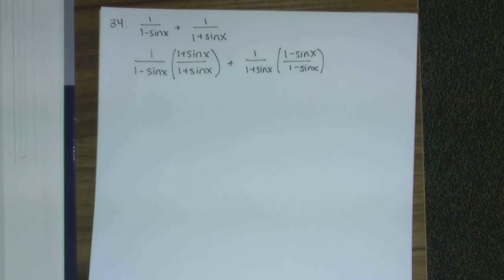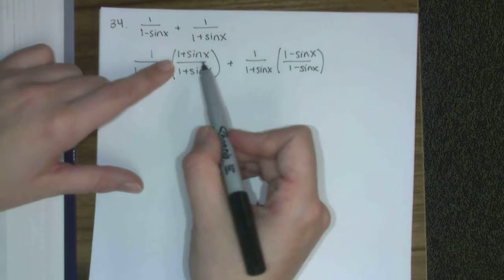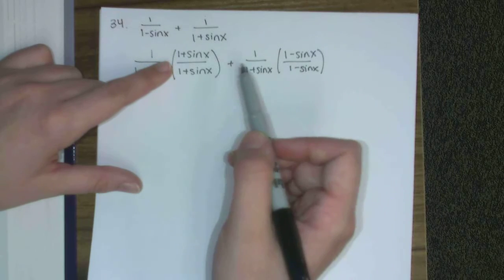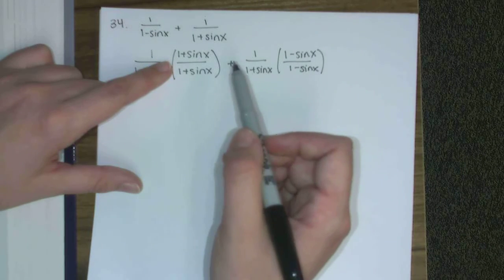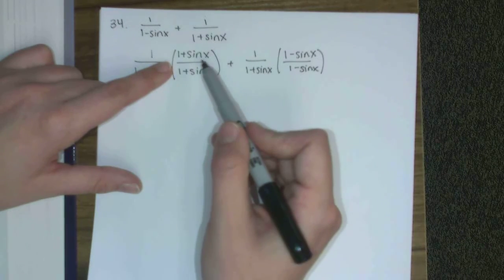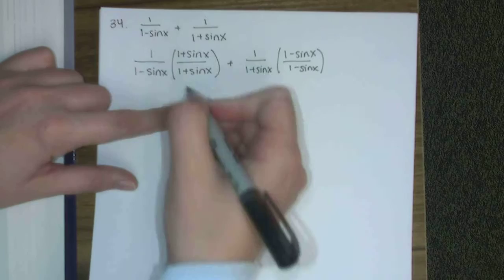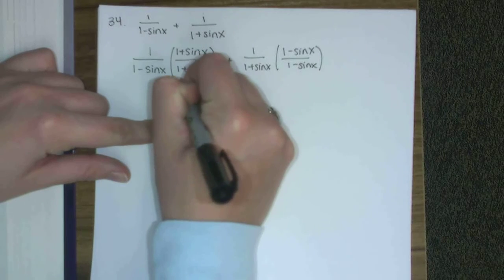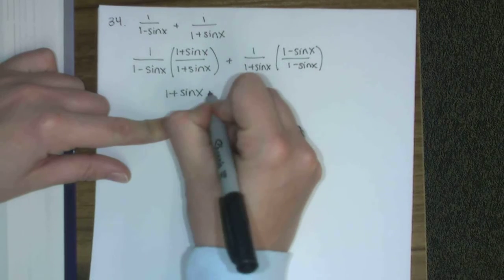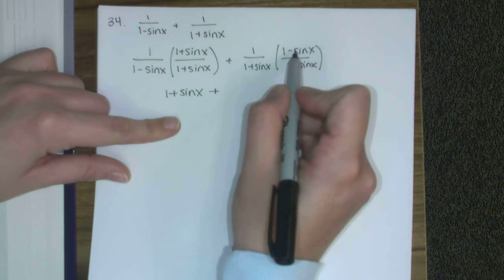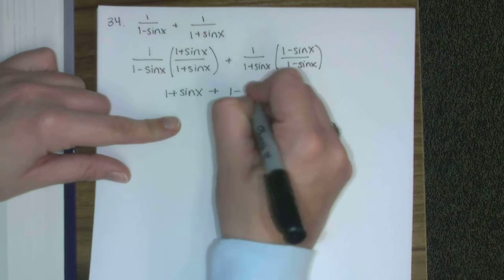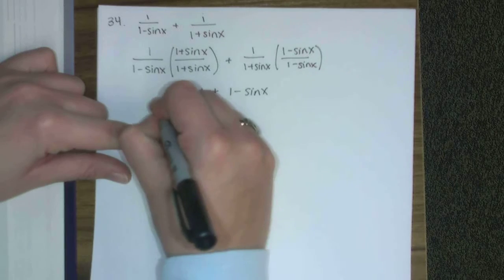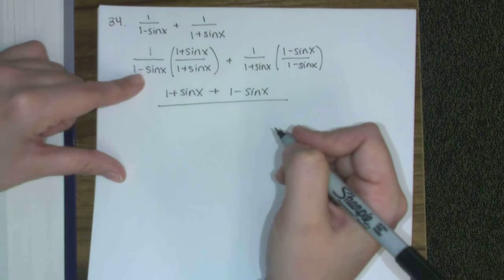So 1 times this step on the top is just 1 plus sine of x, plus, that's just going to be 1 minus sine of x, all over. Now the bottom we're actually going to multiply, so I'm going to do this in 2 separate steps just so we can see what's going on here. So this is going to be 1 minus sine of x times 1 plus sine of x.